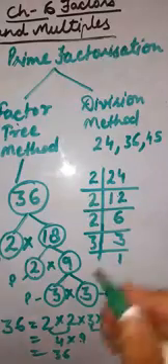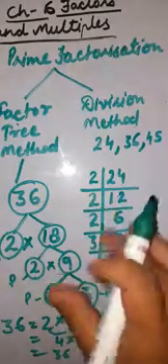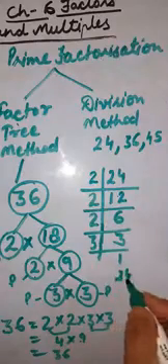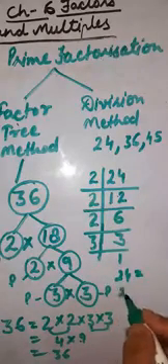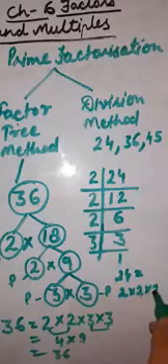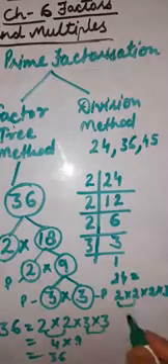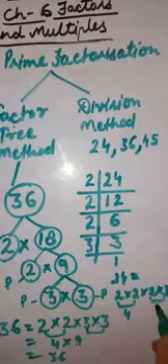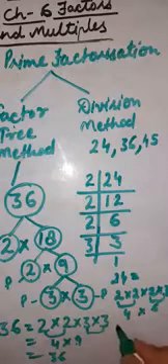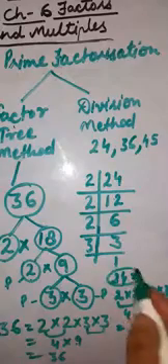So the prime factorization by division method, 24 is equal to 2 multiply 2 multiply 2 multiply 3. You can check it here. 2 2s are 4, 2 3s are 6. So 6 4s are 24. Right children?